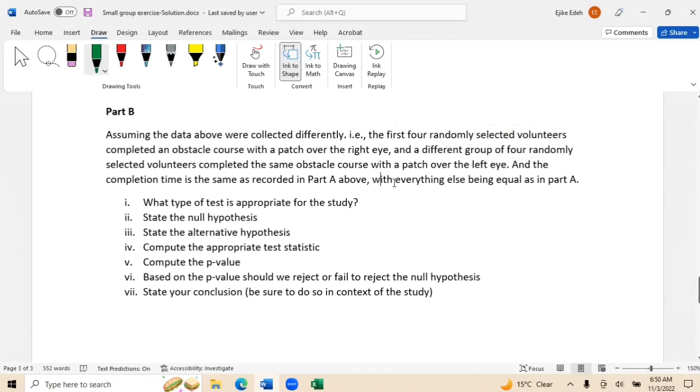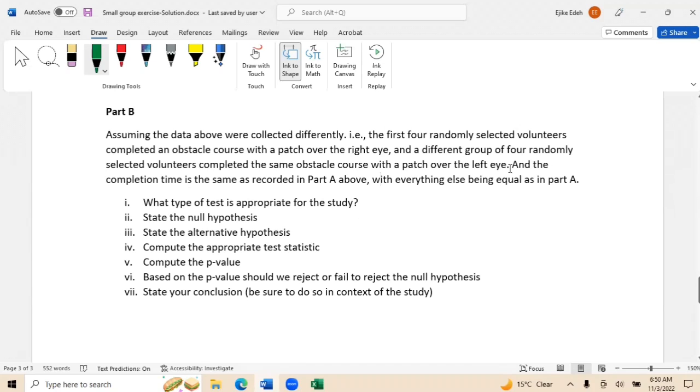In part A, it is the same person that did this twice, right? The same individual did it with their right eye covered, and then they did it again with their left eye covered. But in this question, in part B, we now have 2 different sets of people performing with their right and their left eye. So let's read further.